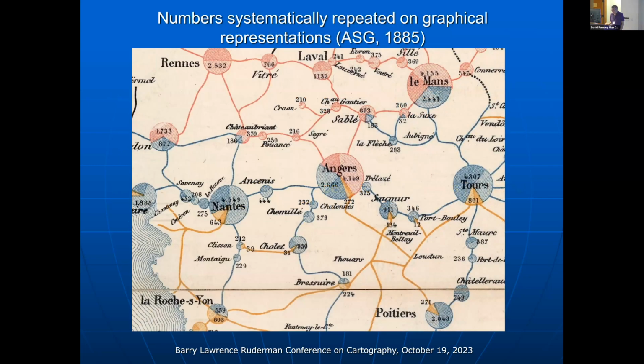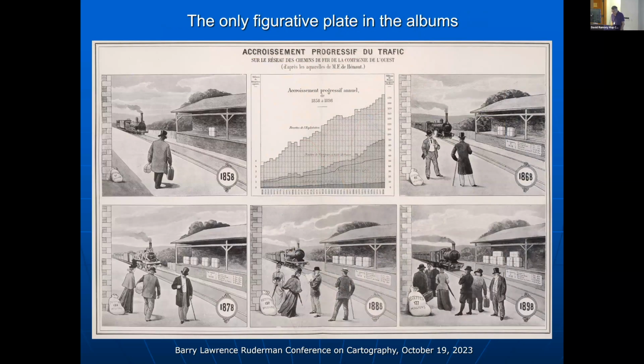Thirdly, the graphic processes were as mathematically rigorous as ever. The figures were systematically reproduced with the images so as not to lose any of their precision, as you can see on this map, for example. Finally, graphic methods were based almost exclusively on the geometry of proportional figures or graduated hues. No pictograms or figurative elements, except unexpectedly in a single plate of the last album, this one.